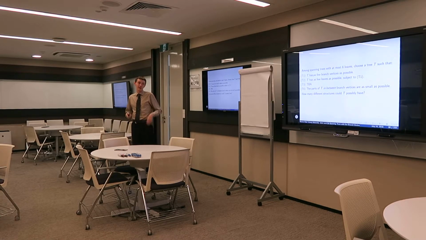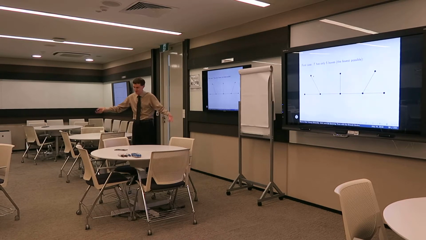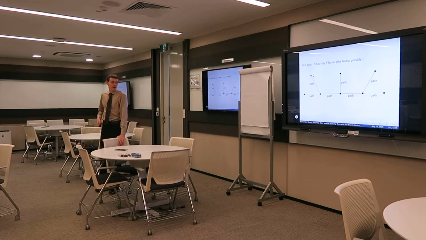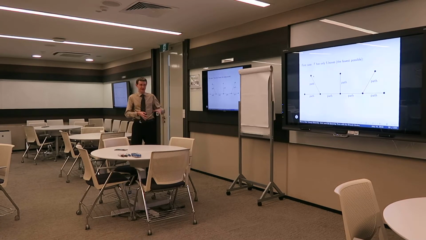Okay. So how many different structures could our tree possibly have? First possibility is that there are only 5 leaves. Now, they can't be less than 5 leaves because there had to be at least 3 branch vertices, and that forces 5 leaves. So the only way such a tree can look is this way. And by the way, these line segments that you see are not individual edges, they are paths. Keep that in mind. They could be arbitrarily long. But topologically speaking, this is the structure.